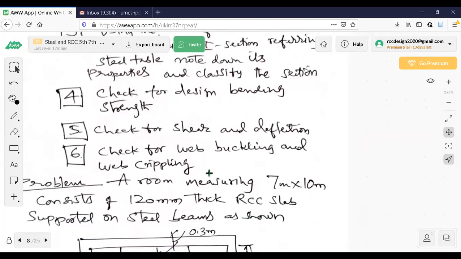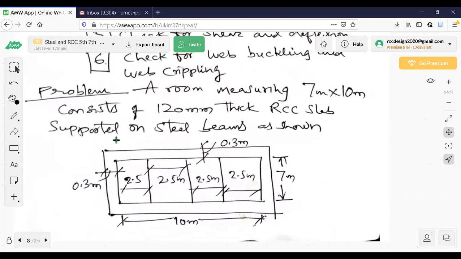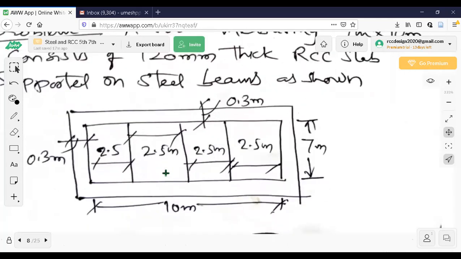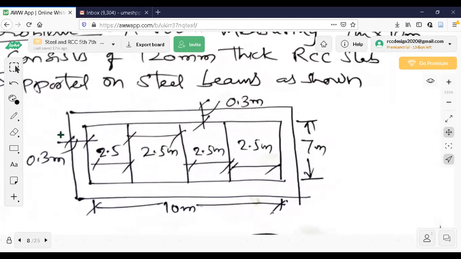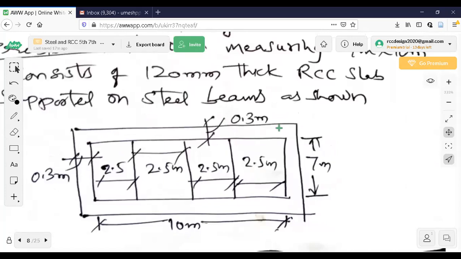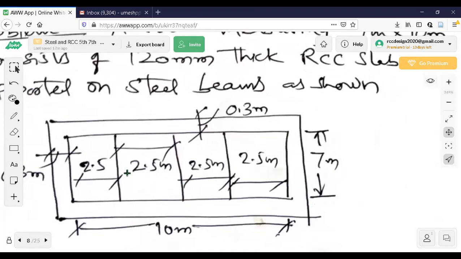A room measuring 7 meter by 10 meter consists of 120 mm thick RCC slab supported on steel beams as shown. Observe here. My job is to design a steel beam now. Wall thickness is 0.3 meter. Inside dimensions are 10 meter by 7 meter. Now these lines, whatever I'm showing here, are the beams which I'm supposed to design.